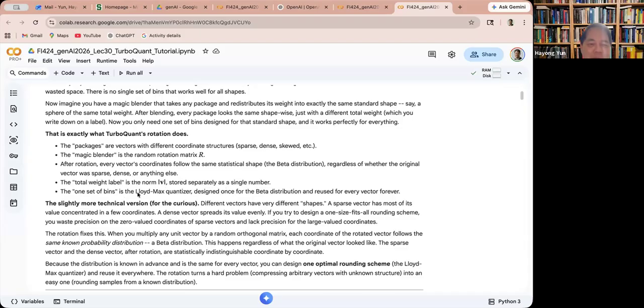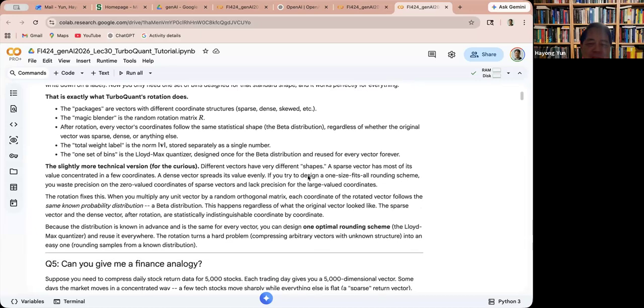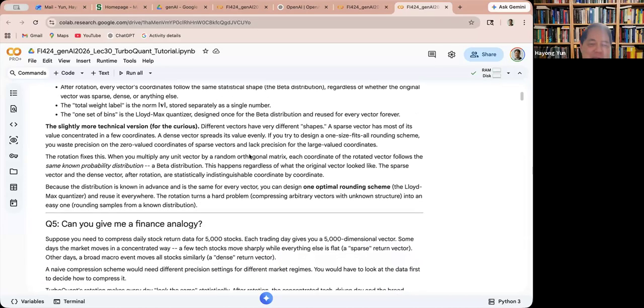So the one set of bins is the Lloyd-Max quantizer. That is basically how many bins we have, designed once for the beta distribution and reused for every vector forever. So you just have to do it once, which is why you are ready when the vector comes in. You have already done it. So that's a little bit of the technical version there. Well, I guess I'll leave it with the heuristic here.